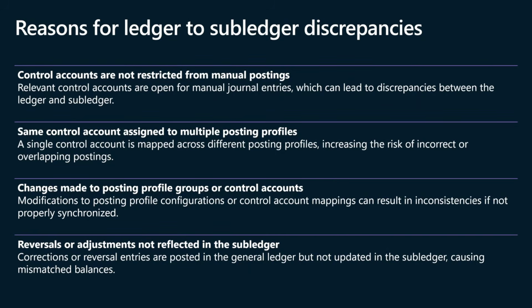The other reason here is reversals or adjustments not reflected in the sub-ledger, where I go ahead and reverse a transaction only in the general ledger, or adjust a transaction in the general ledger but do not post to the sub-ledger. So these are the reasons where we see a difference between the ledger and the sub-ledger.